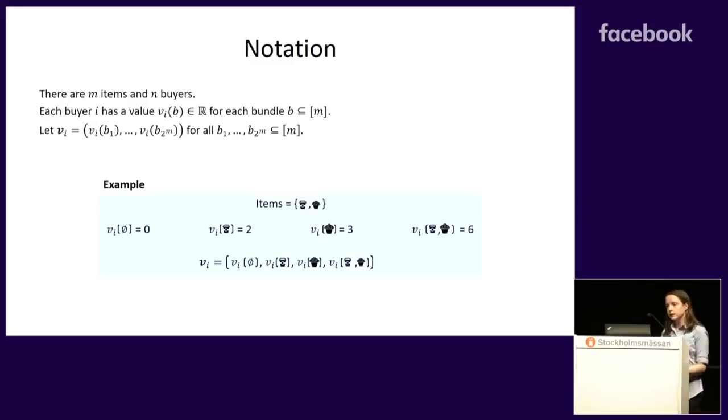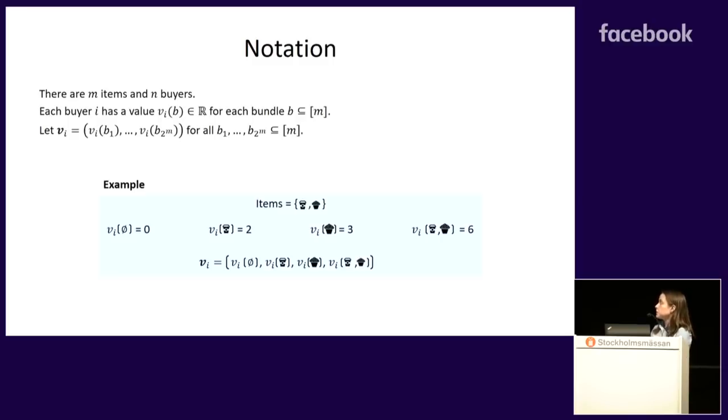Okay, so now that we've seen a few different examples of mechanisms, I want to go over some notation so we can talk about mechanisms slightly more formally. Throughout this talk, there are going to be M items for sale and N buyers. Each buyer i is going to have a value, v_i(B), for each bundle B. So B is a subset of the M items. And we're going to denote all of buyer i's values for all 2^M bundles as this vector.